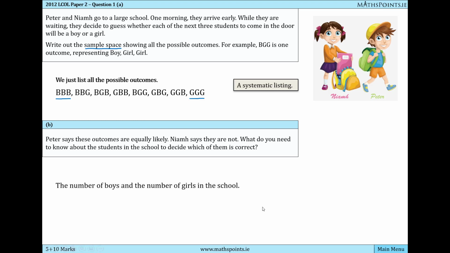If there is the same number of boys as girls in the school, well then it's equally likely that the next three students would be boy, boy, boy, as it would be girl, girl, girl, as it would be to get any of the other outcomes. If it was a school, however, where there were far more boys than girls, so for example, if there was 900 boys and 100 girls, well then clearly it's far more likely that the next three students through the door will be boy, boy, boy, than it would be girl, girl, girl. So the number of boys and the number of girls is crucial in deciding whether these outcomes are equally likely.